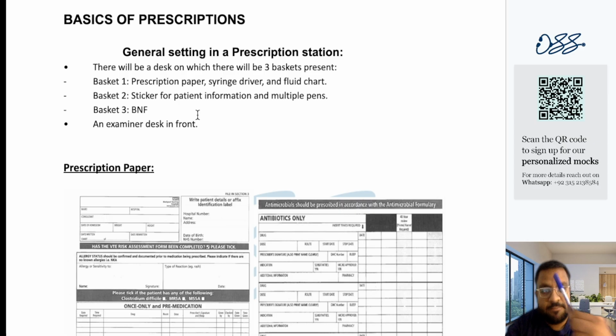There would be a blue pen, a black pen, a red pen, and there may be a green pen as well. So different colored pens would be present in that particular basket along with the sticker for patient information.